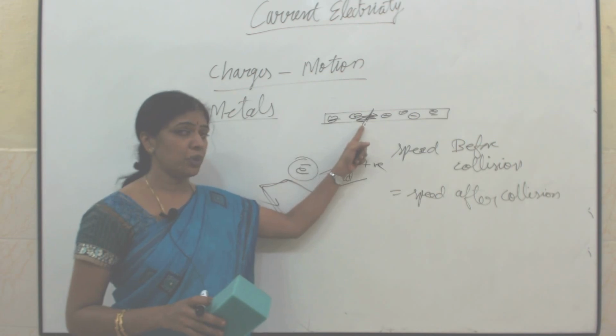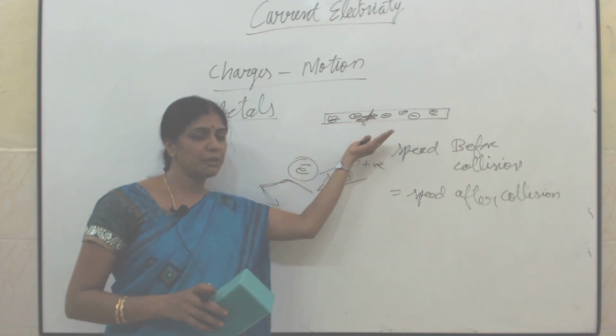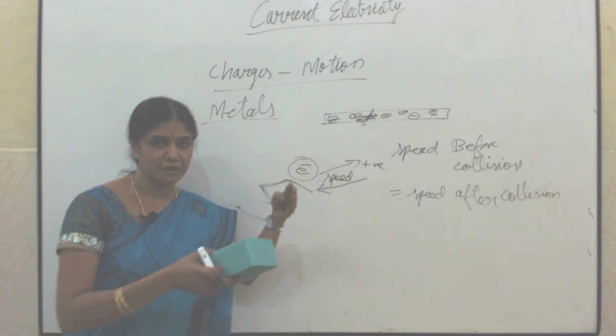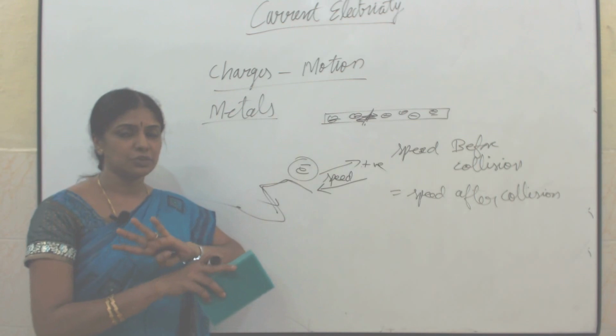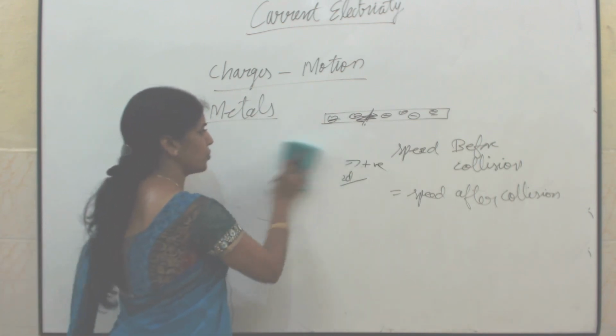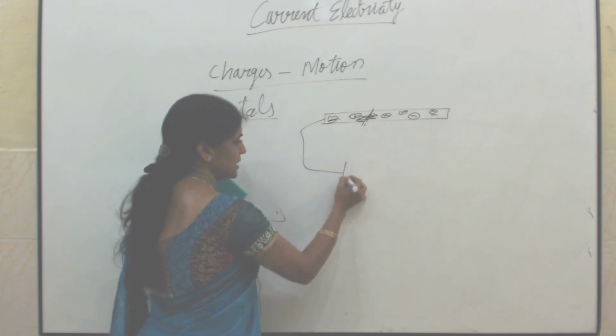So, if you take any point, the number of electrons traveling in this direction will be equal to the number of electrons traveling in the opposite direction. So, at this point, the net effect will be 0. So, there is no current. Now, what am I going to do? I am going to connect this to a cell.